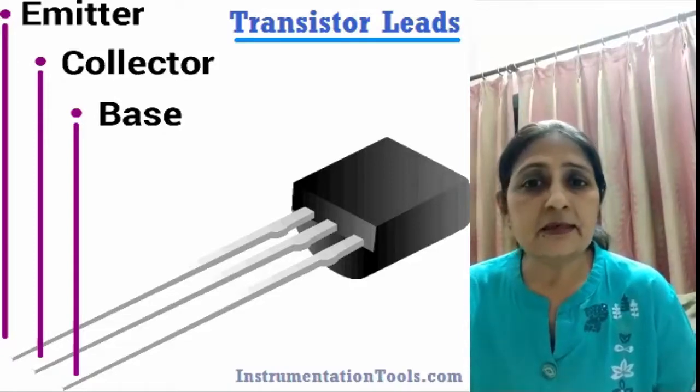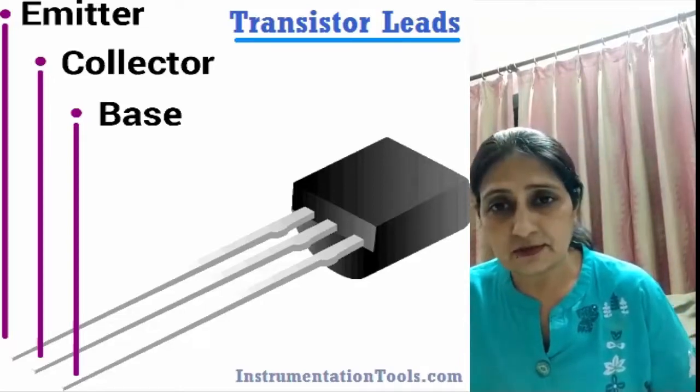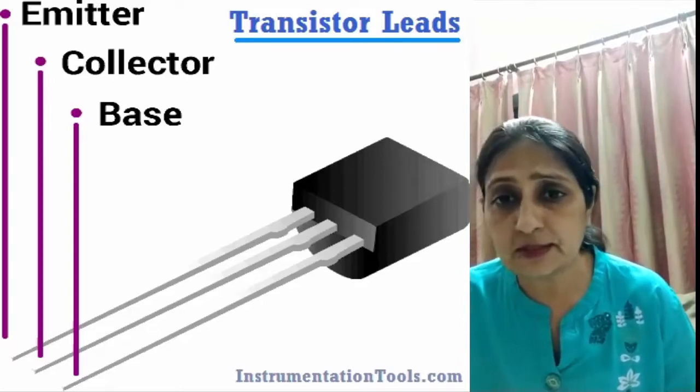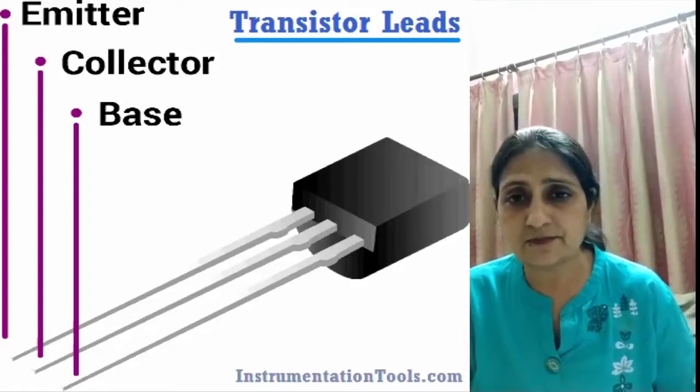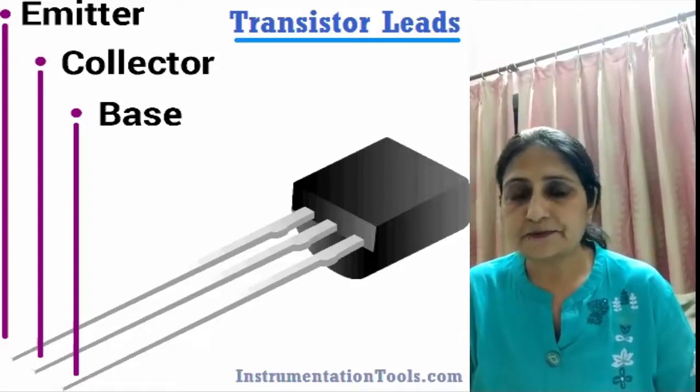BJTs are basically three-terminal devices. When we look into the construction of BJTs, it has three doped regions. They are emitter, base and collector.